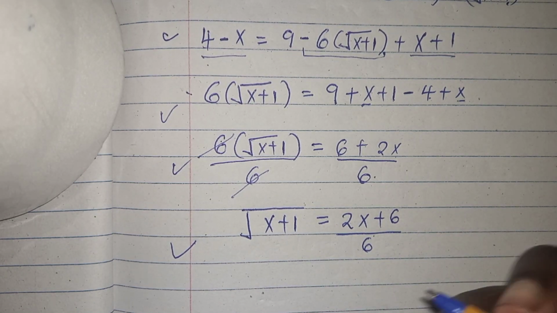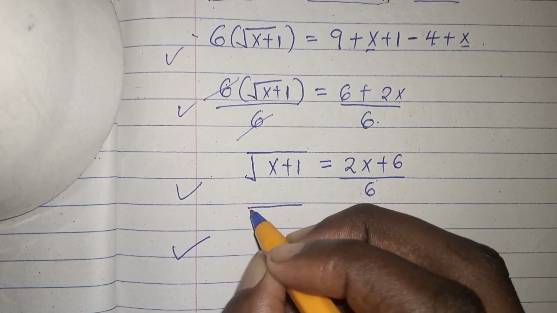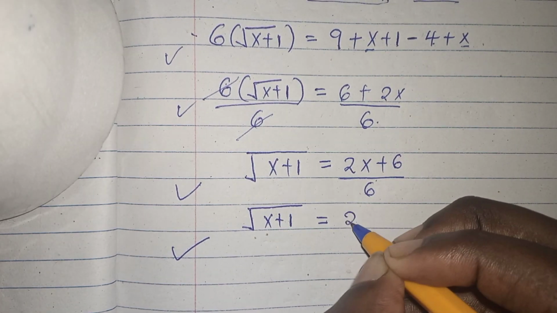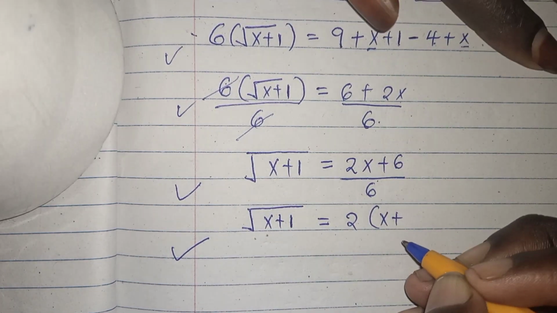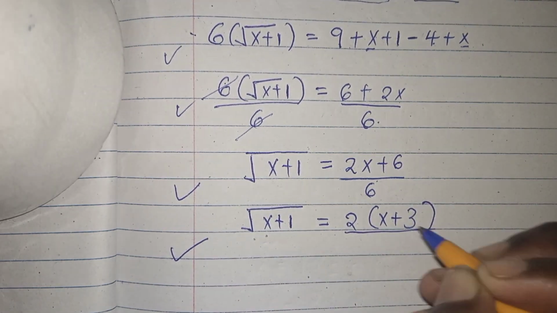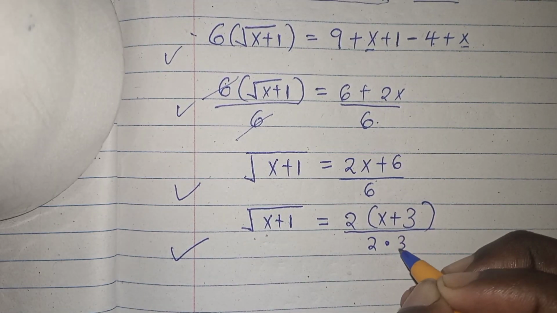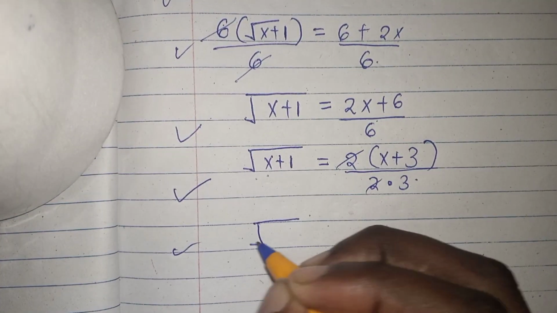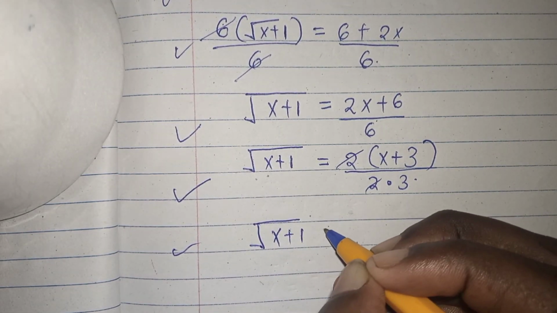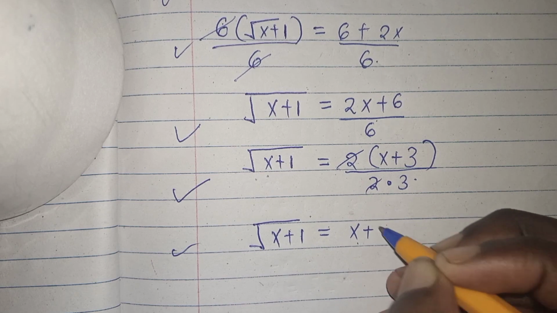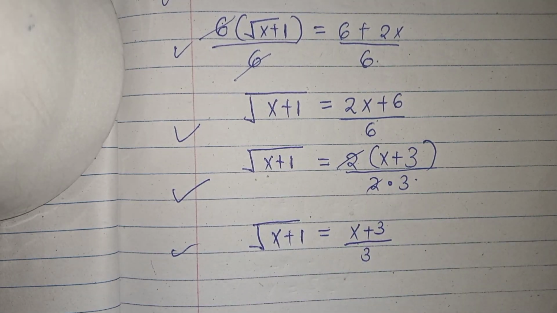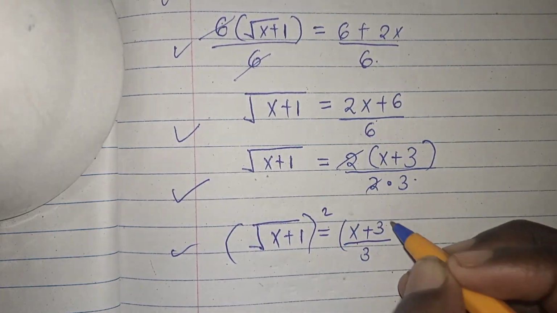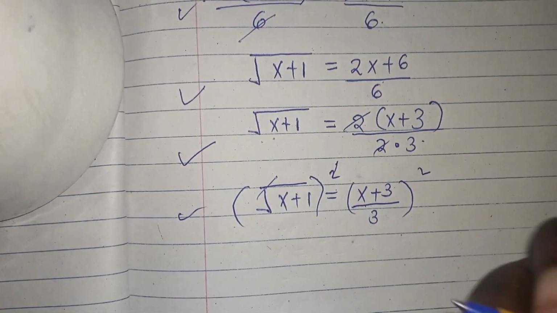So next step, we are having the square root of x plus 1 is equal to, we can factor out here 2, so 2 into x plus, so this is 3 over 6, we can write it as 2 times 3. So this and this will cancel out. So we are left with square root x plus 1 is equal to x plus 3 over 3. Okay, so we can now square all the sides. So we shall square this side and square this side. So this square will cancel with the square root.